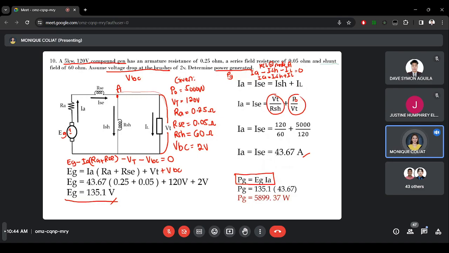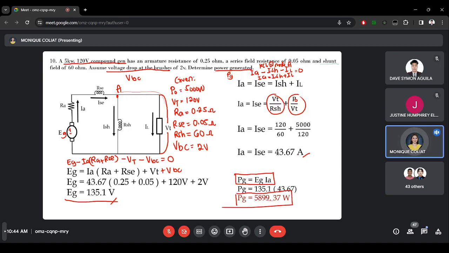We can now get PG. PG is equals to EG times IA. That is 135.1 times 43.67. And the generated power is equals to 5,899.37 watts. Okay.